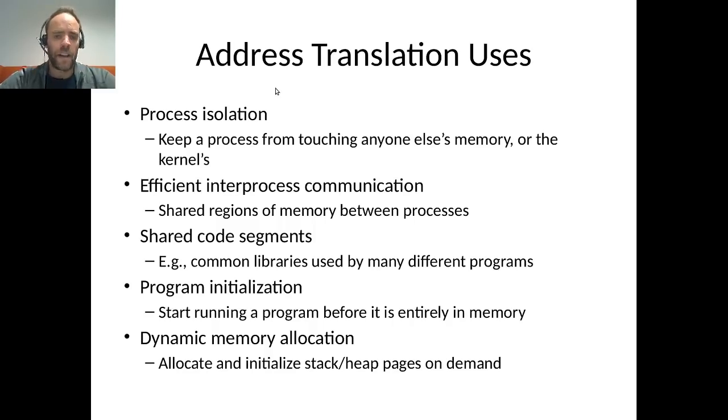So we've covered quite a bit here. We've looked at extending the idea of memory isolation through base and bounds, base limit registers. This method allows us to have process isolation. We can keep a process from touching anyone else's memory or the kernel's memory. This is one of the most important underlying principles of an operating system.